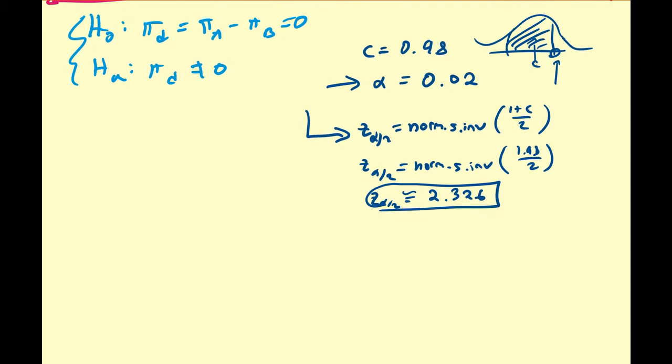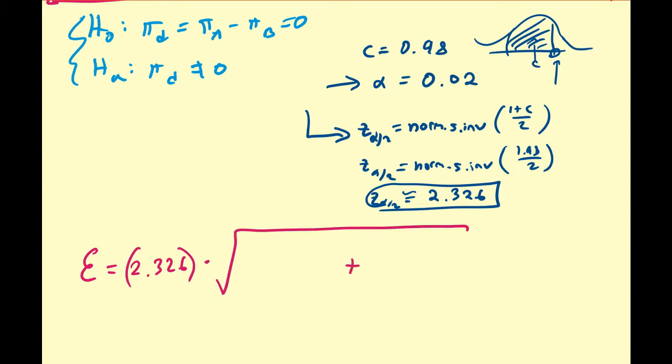Once we have that, we can calculate our margin of error. Our margin of error is going to be our z-critical value, 2.326, multiplied by the square root of the sum of our different standard errors of the estimates. Our first sample had a proportion of 0.76, that's the approval. So the disapproval is 1 minus 0.76, divided by its sample size, 75 people surveyed. And then the other sample was 0.67 times 1 minus 0.67, divided by its sample size, 87.